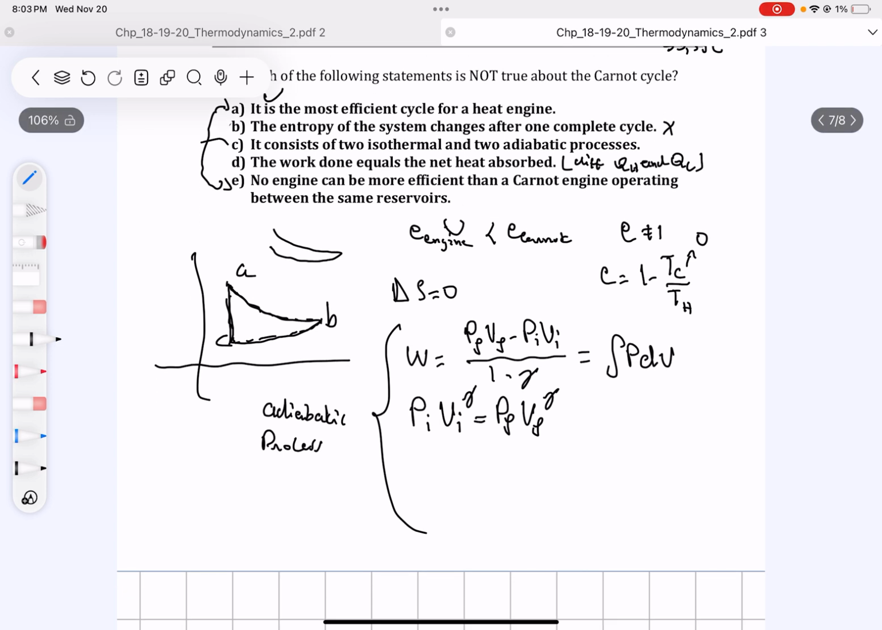Students always forget this formula and the other formula. This is not known for students, that's just a conclusion. And T initial V initial to the power of gamma minus 1 equals T final V final to the power of gamma minus 1, and that must be all we need.